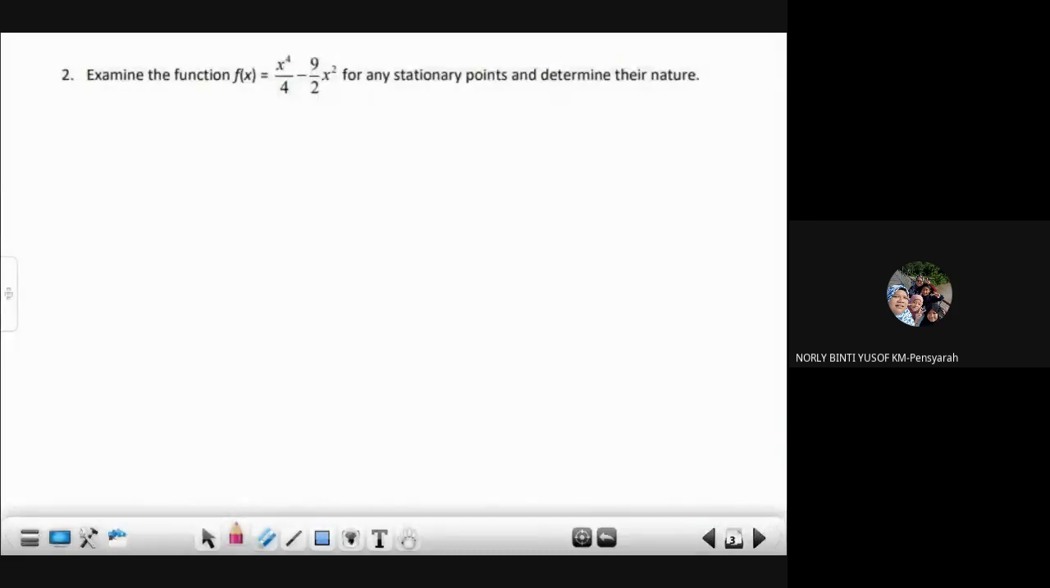the question, the example: examine the function for any stationary point. Although it says examine, you can still see it is about the stationary point. So with the words stationary point, bear in mind the first derivative is equal to 0 and determine the nature. So there are two parts, the same thing. So differentiate the function.